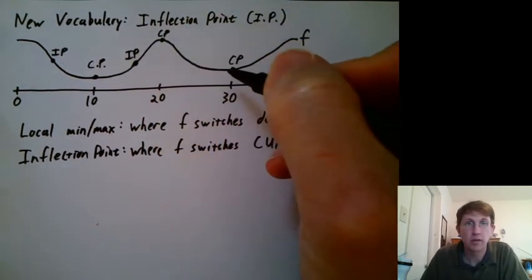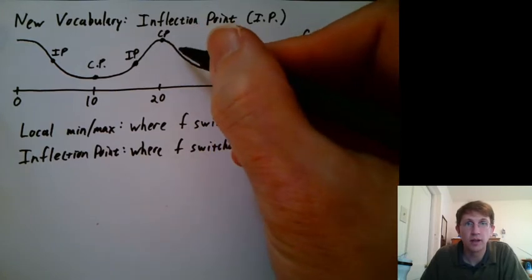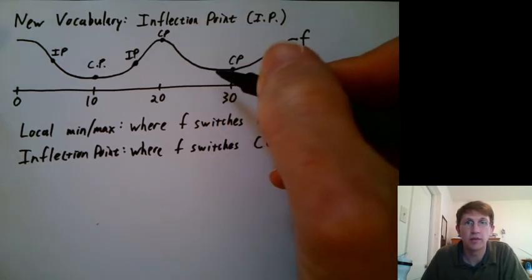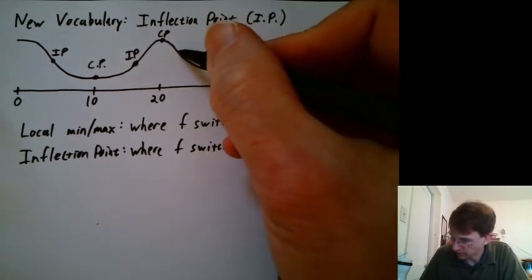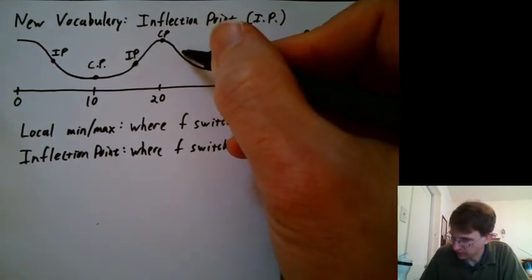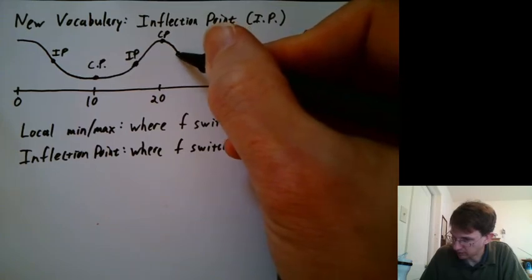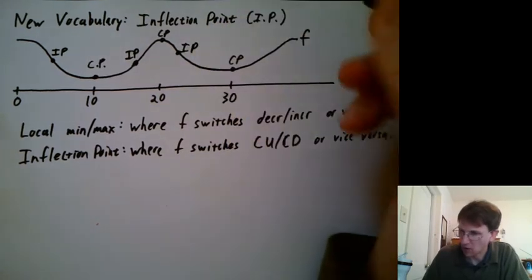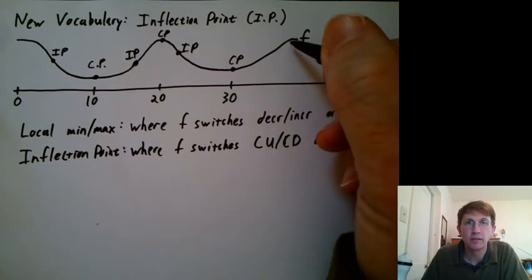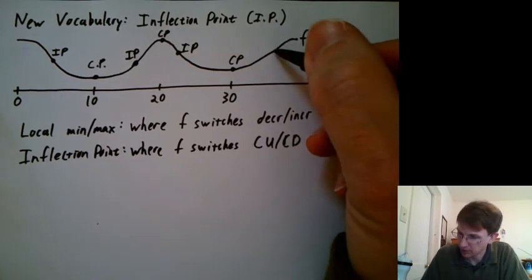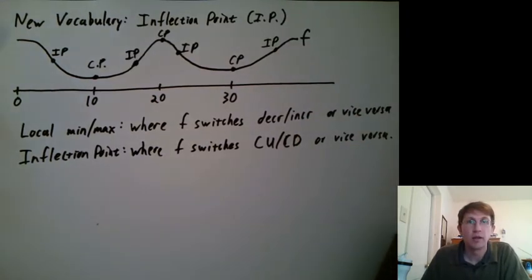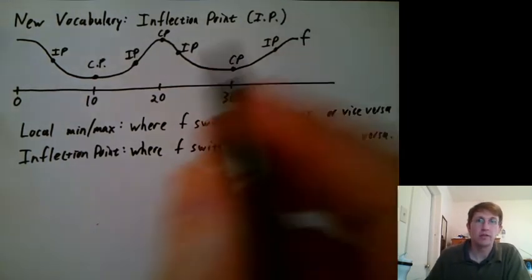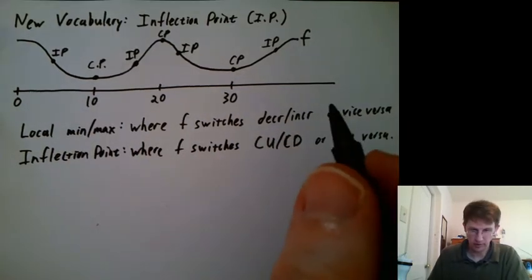And then again between 20 and 30, it's concave down near 20, it's concave up near 30. It must have switched. So looks like it's actually kind of closer to 20 than 30 here. I'm going to guess it's about right there. And then over here the function is concave down, over here it was concave up. So I'm going to have another inflection point there. So that's the definition of inflection point and some examples of inflection points.